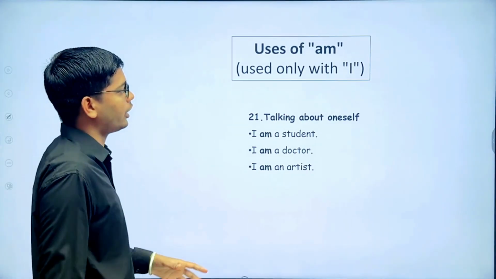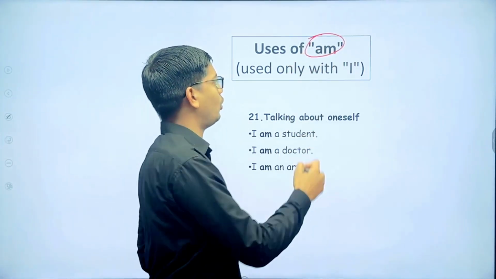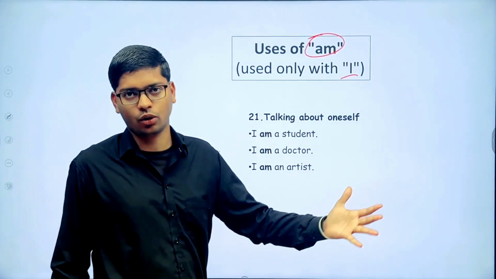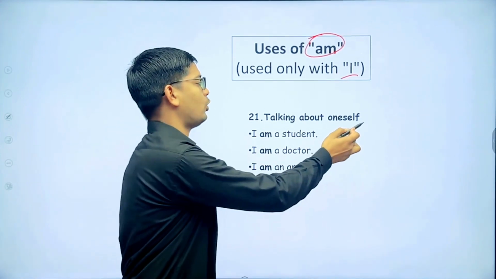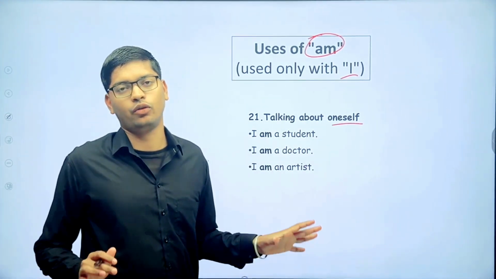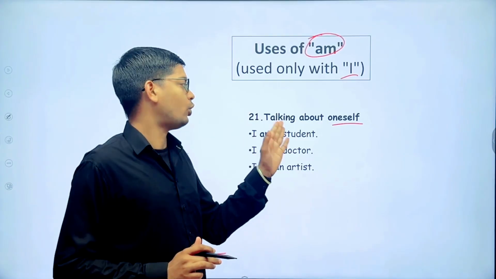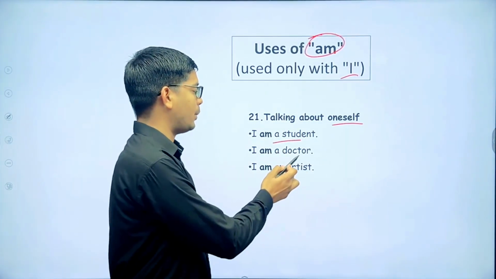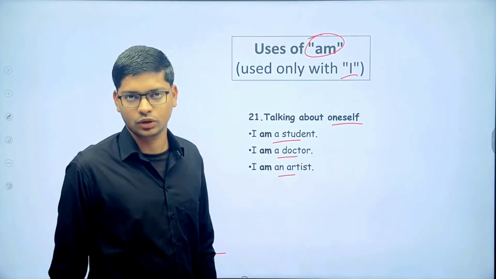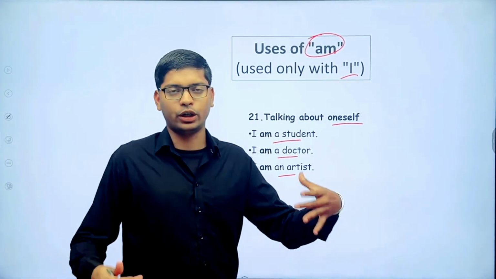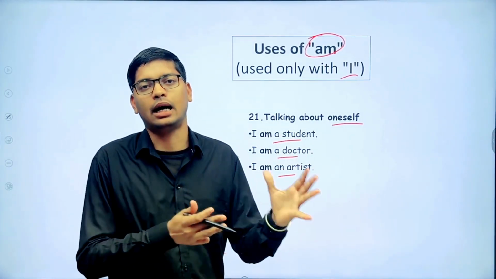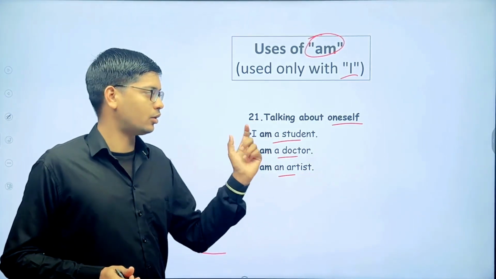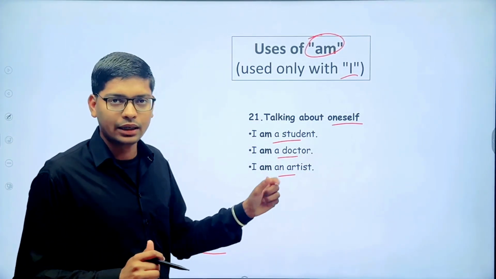Uses of am. Okay. So you know am is only used with I, not other subjects. Okay, so let's see talking about oneself. First use here of am. Talking about oneself, for example, I am a student, I am a doctor, I am an artist. To talk about oneself, you can use am with I. Let's see next use.